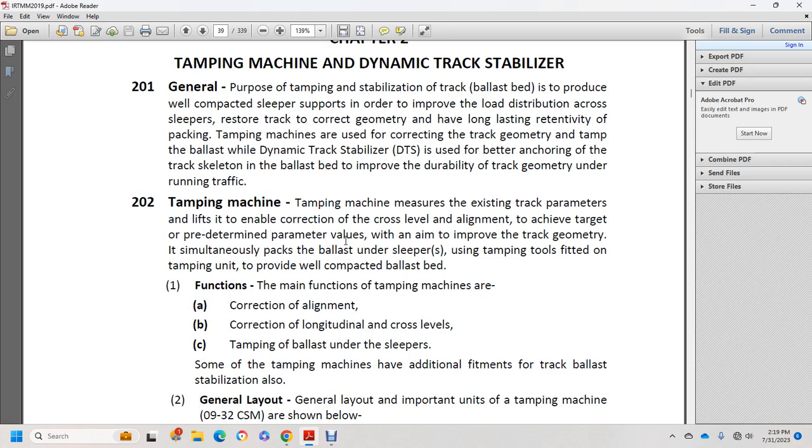1. Functions. The main functions of the tamping machine are to correct alignment, correct longitudinal and cross level, and tamp the ballast under the sleepers. Some of the tamping machines have additional fitments for track ballast stabilization also. 2. General layout.